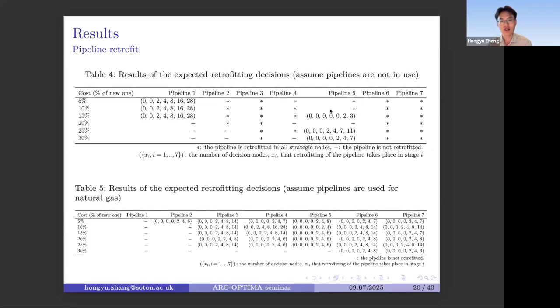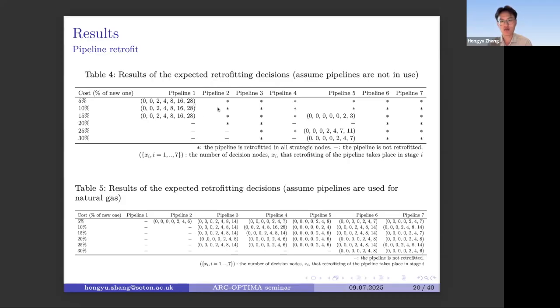In that case, I need to explain the cost here. The cost means how much it costs, in percentage, of building a new one. Based on a report from Siemens Energy, the cost of retrofitting a natural gas pipeline for hydrogen is around 15% of building a new pipeline. Therefore, we did some sensitivity analysis around this cost.